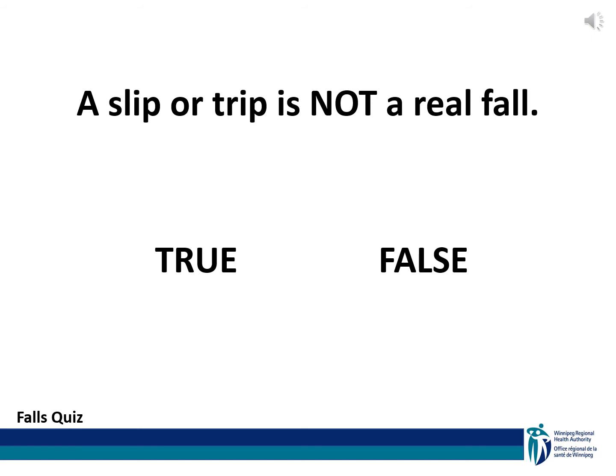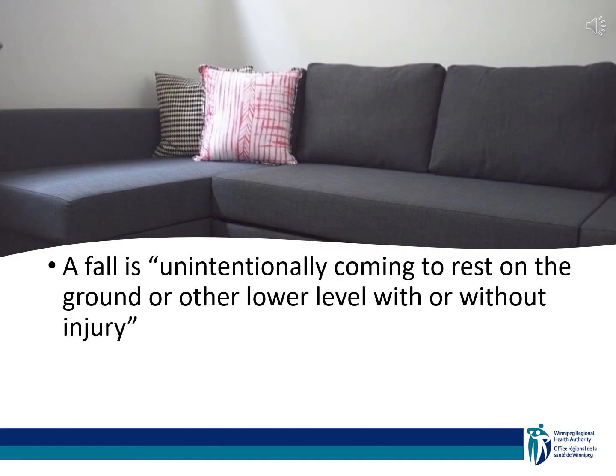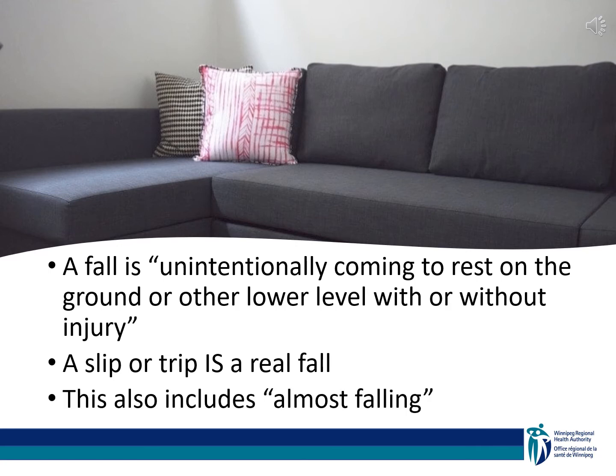Okay, here's another question for you. True or false? A slip or trip is not a real fall. The answer to this one is also false. A fall is unintentionally coming to rest on the ground or other lower level with or without injury. That includes a slip or a trip, and it also includes when a person goes to stand and then they lose their balance and end up sitting back on the couch, or any time that one lowers themselves to the ground safely after losing balance.